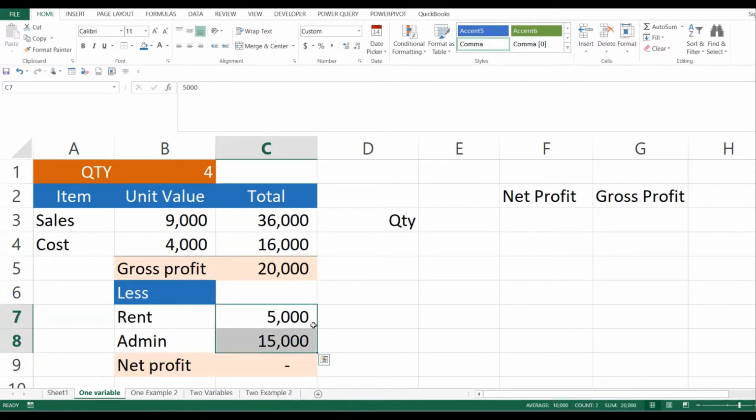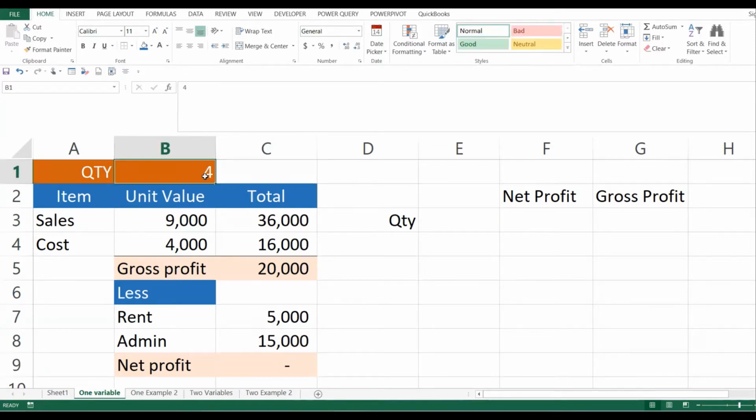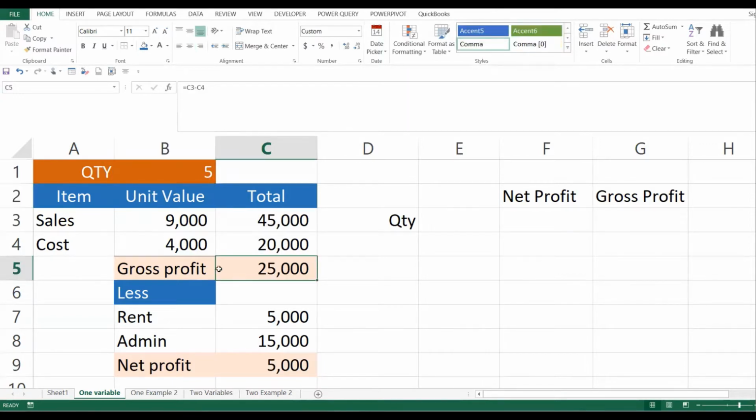These two add up to 20,000 as my cost. My gross profit is 20, so 20 minus 20, we get 0 as the net profit. So if I change this to 5, you see my gross profit becomes 25, my net profit becomes 5. These are my fixed costs, they don't change with the change in quantity, so I get a profit of 5.